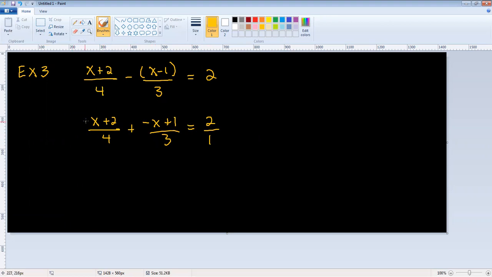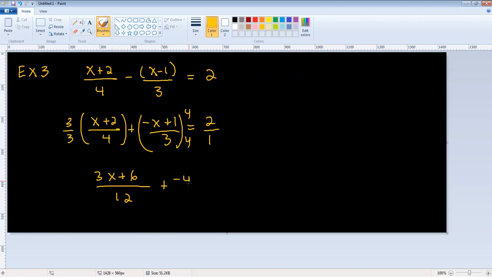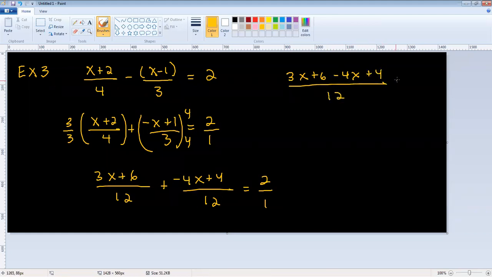Well, we could do something like this. Okay, so 3 over 3. And we could do something like this, where we do 4 over 4. So this is going to be 3x plus 6 over 12. This is going to be plus negative 4x plus 4 over 12 and equal to 2 over 1. All we have to do is combine the tops here. So what are we going to get? 3x plus 6 minus 4x plus 4 all over 12, is equal to 2 over 1.